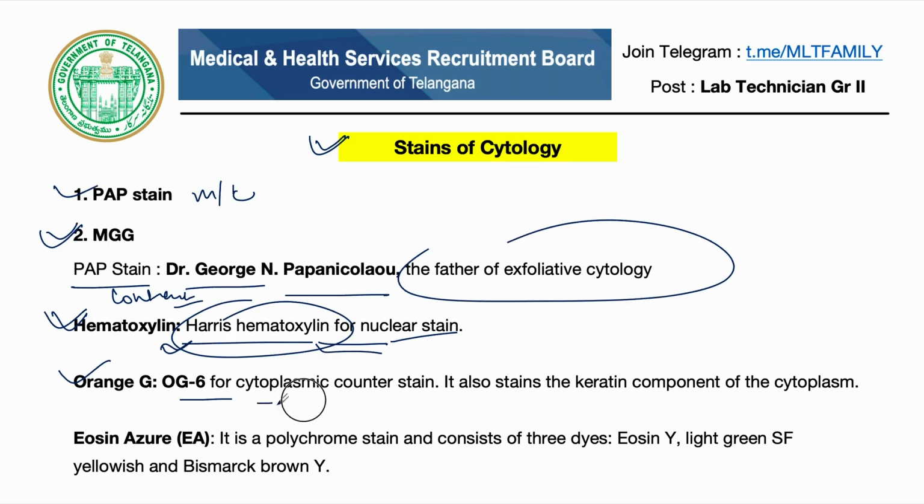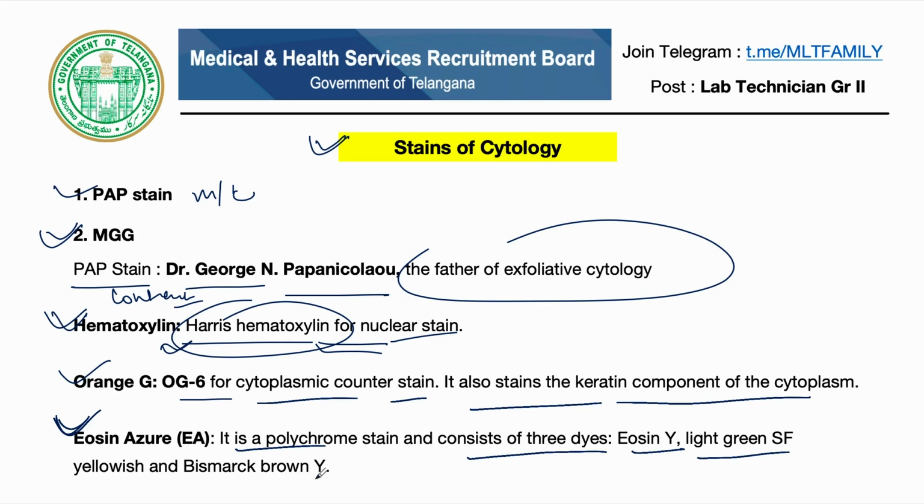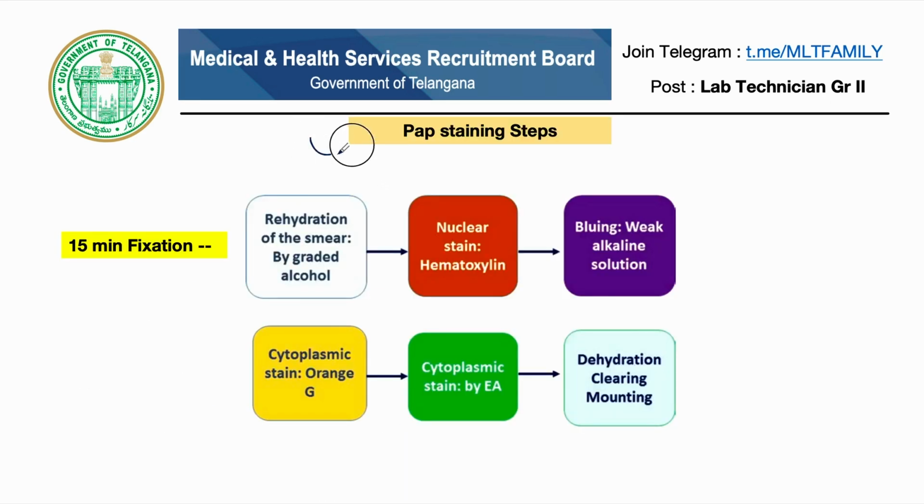OG6 is the cytoplasmic counterstain. It also stains the keratin component of the cytoplasm. Eosin azure, EA50 or EA65, is a polychrome stain. It consists of eosin, light green SF, and Bismarck brown. The basic Pap stain technique starts with 15-minute fixation in 95% ethyl alcohol.